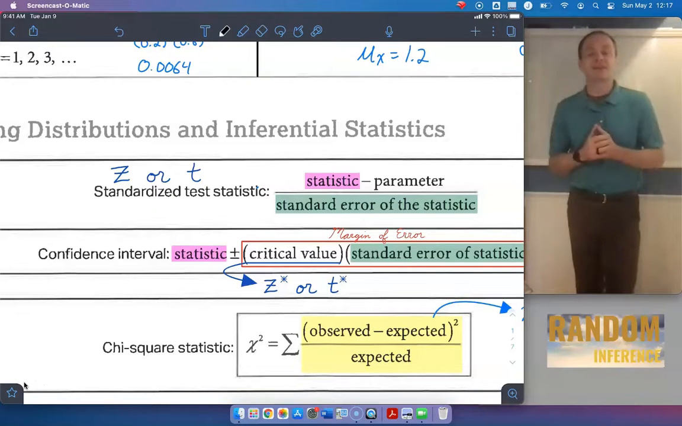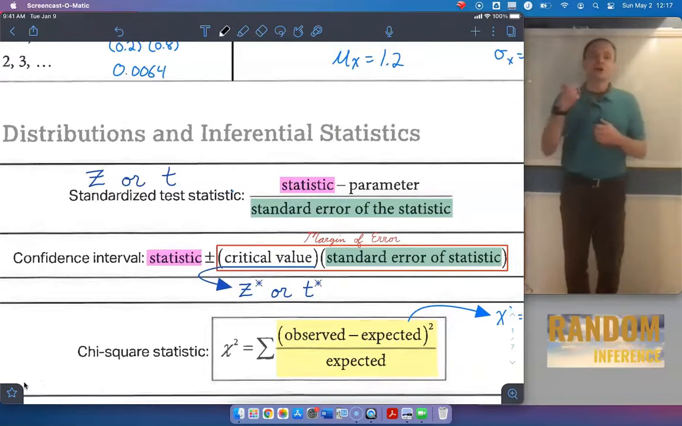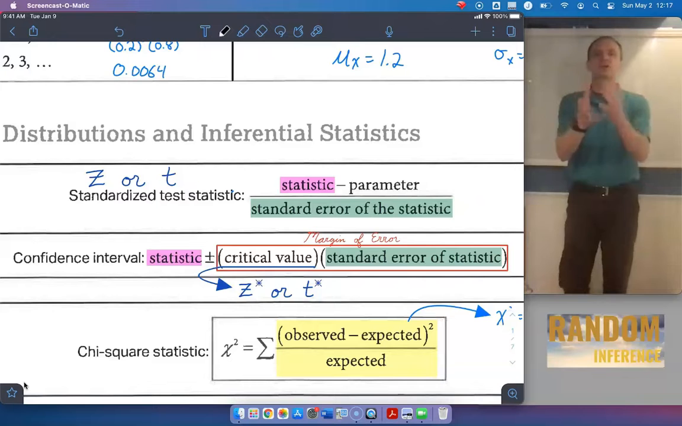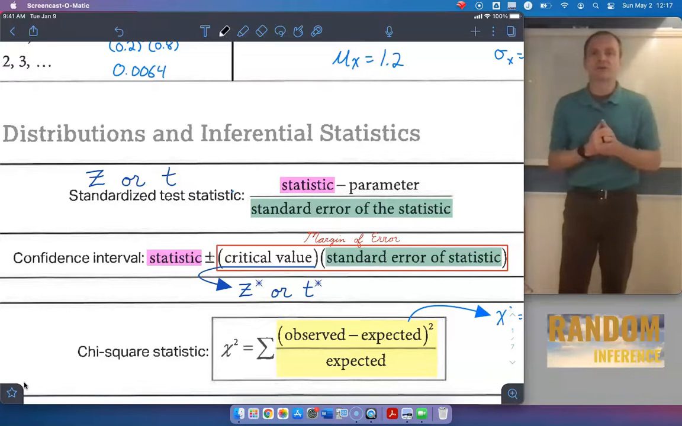The confidence interval, that is your statistic, plus or minus your critical value, which is your Z star or your T star, times the standard error of your statistic. And together, the product of the critical value and the standard error of the statistic is your margin of error. So remember, confidence interval, you're trying to capture the population parameter. So your statistic is in the middle, and then your margin of error on the right side and on the left side, they give you what the intervals are going to be. That's used for Z star or T star.